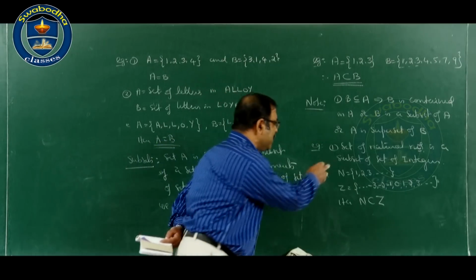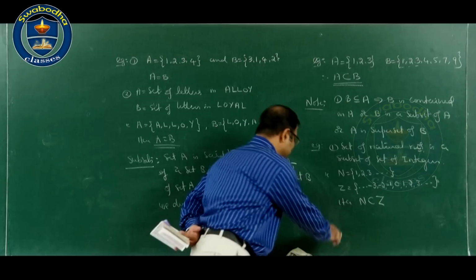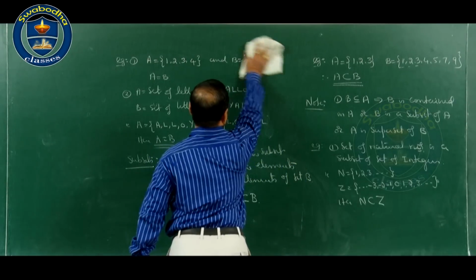So all the elements of N belong to Z. Therefore, what is this N? N is a subset of Z.